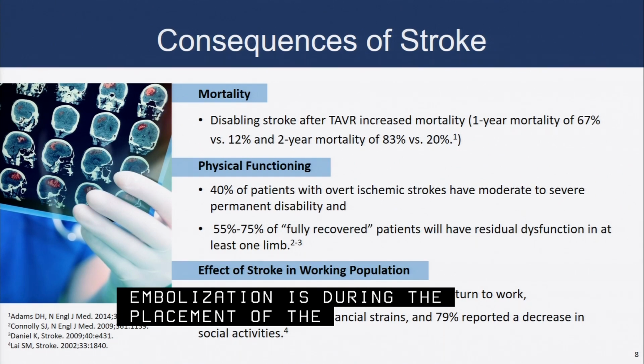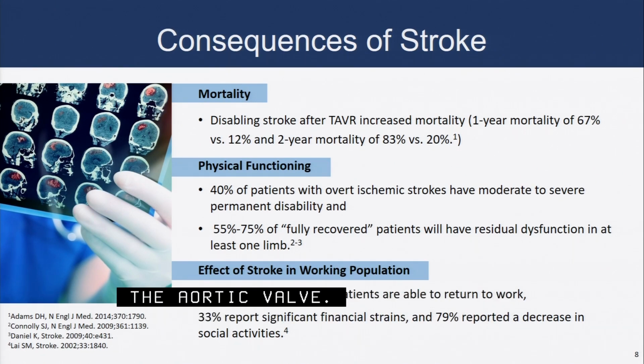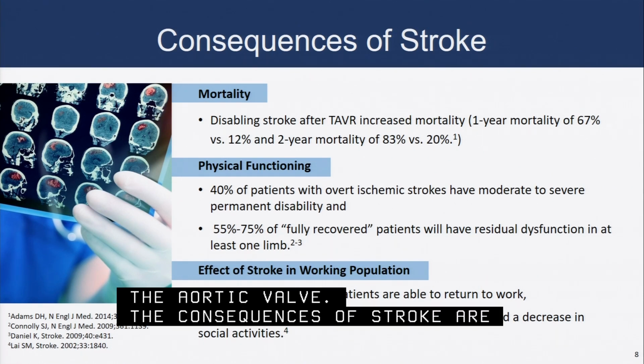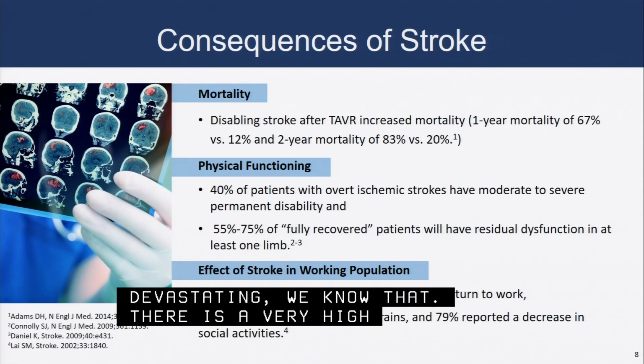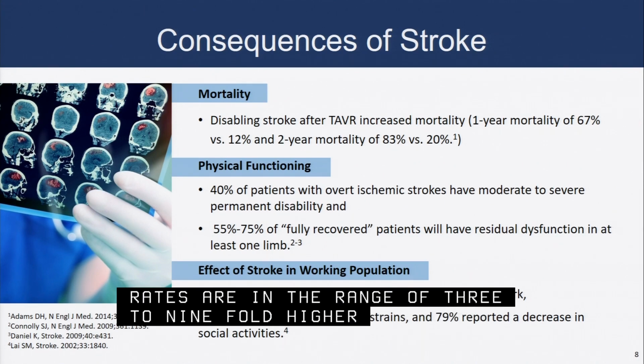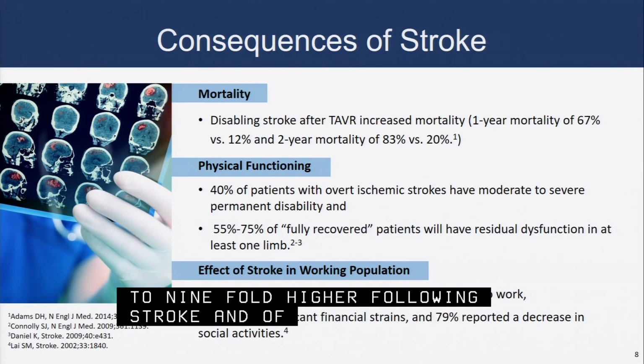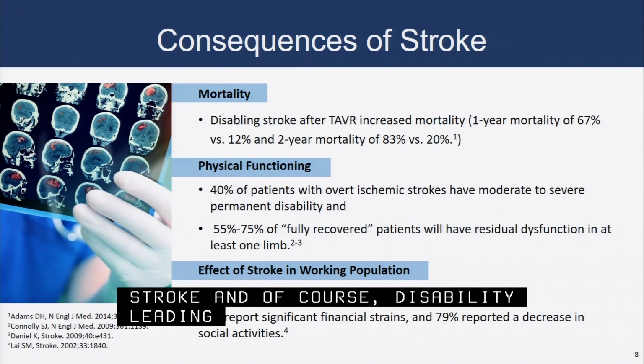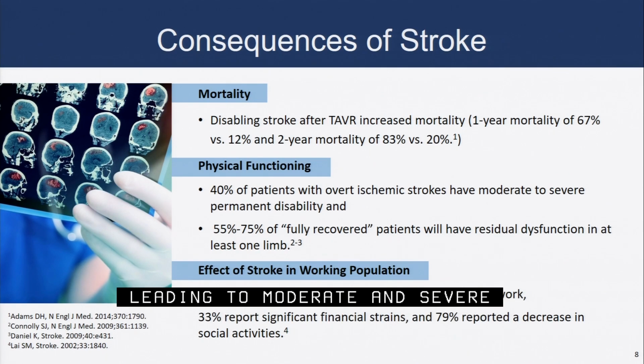The consequences of stroke are devastating. We know that. There is a very high mortality, very high morbidity. Mortality rates are in the range of 3 to 9-fold higher following a stroke. And of course, disability leading to moderate and severe impairment really affects about 40% of these patients following an ischemic stroke.